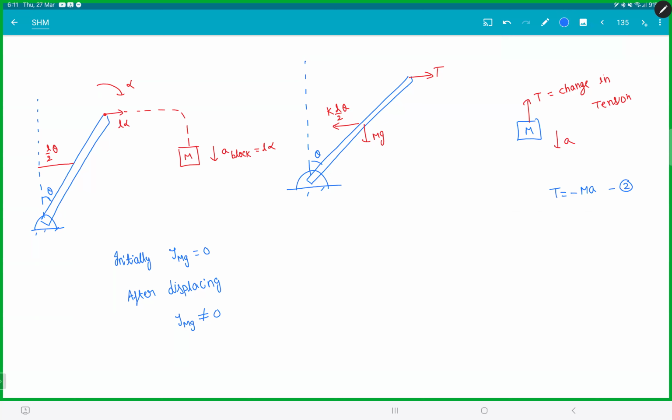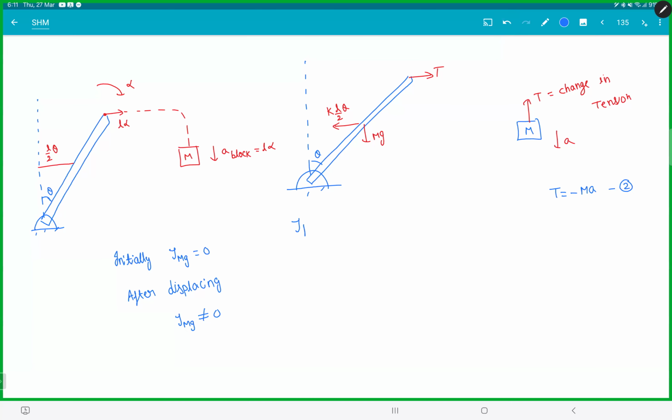It remains the same. What changes? Only the tension. But when I displaced the rod by theta, the tension changed, the spring force changed, and mg ka torque changed. Is that making sense? So you have to include all three of them. What you need to see is every time after displacing, what are the things that are changing? You include them. When you're doing angular things, you have to check for torques, not forces.